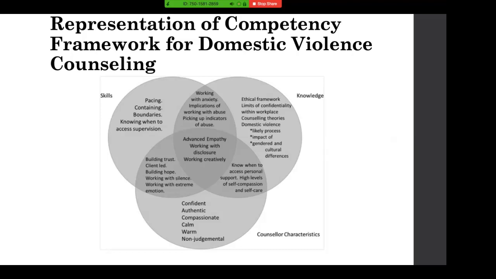So each of these circles contains important characteristics and skills that we need to be using while counseling. We need to be confident, we need to be authentic, we need to be able to build trust and build hope. We need to be able to set boundaries and know when to access supervision. We need to be able to advance the empathy. We need to know how to work with clients who are struggling with their anxiety levels. And we need to be diligent about understanding different cultural beliefs and differences while working with clients.